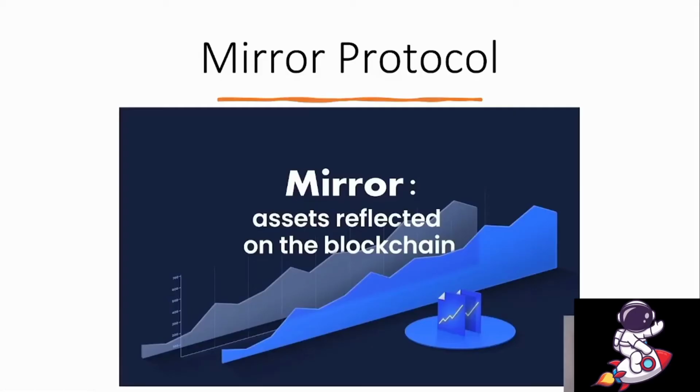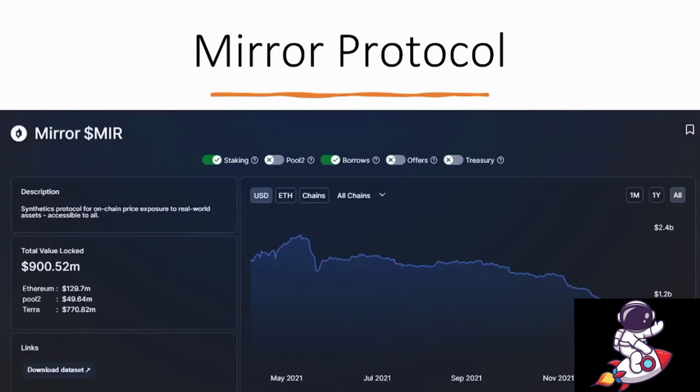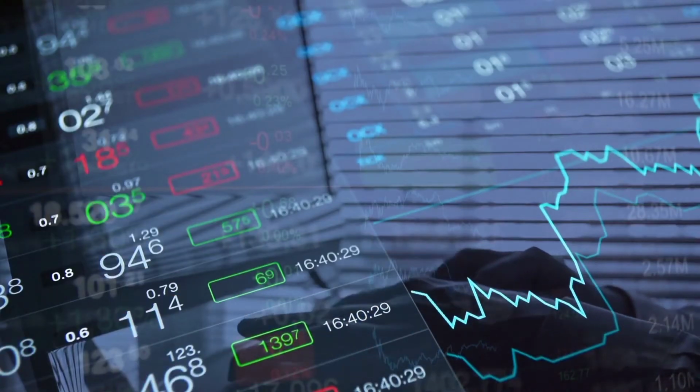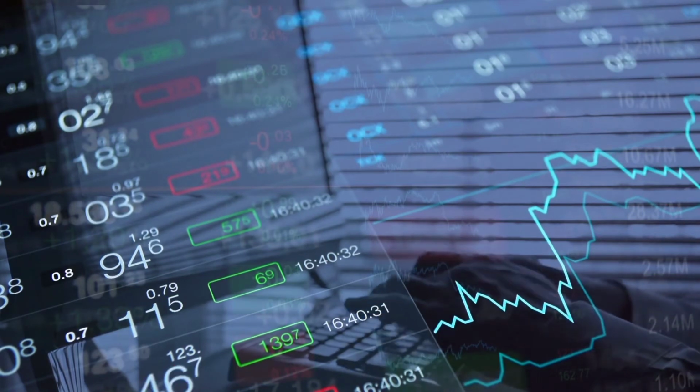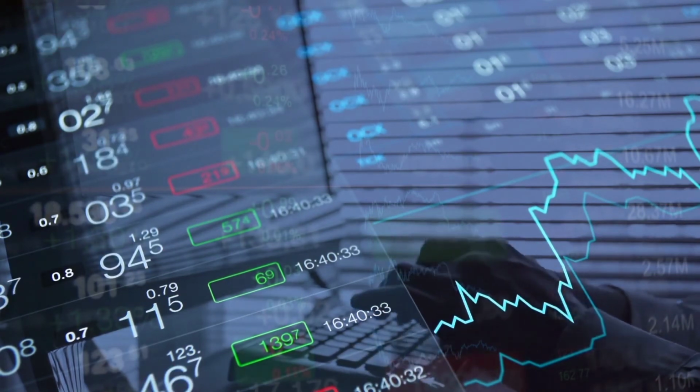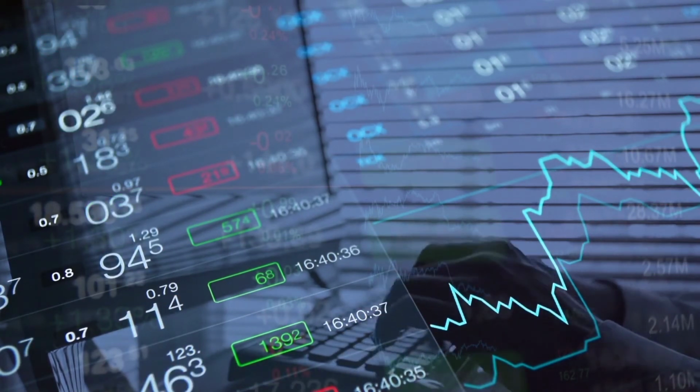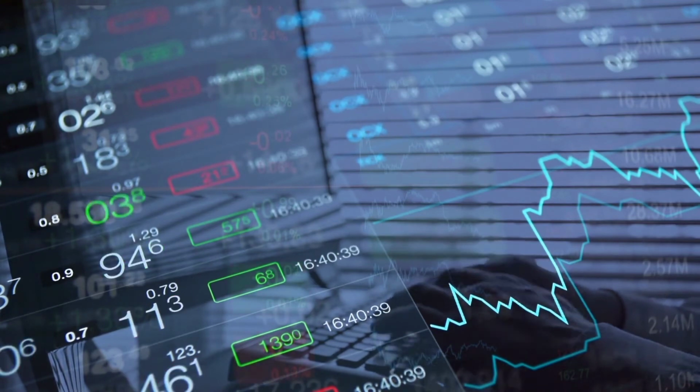Number 1, Mirror Protocol. This is the first project on the list. Mirror is a DeFi protocol that has a total value locked worth $838 million. Because it promises the ability to trade equities 24/7 wherever in the world anyone is. The project does this by minting synthetic assets in the protocol.